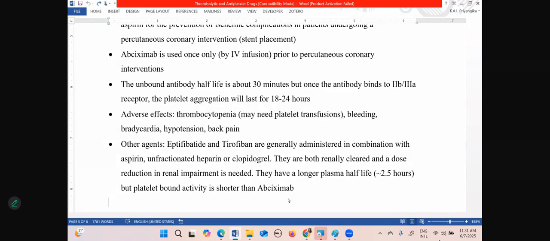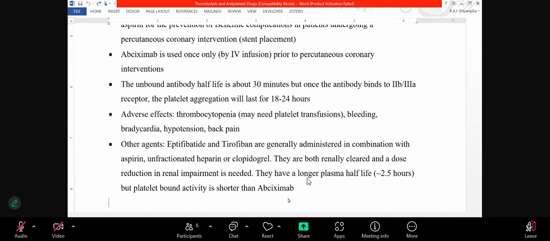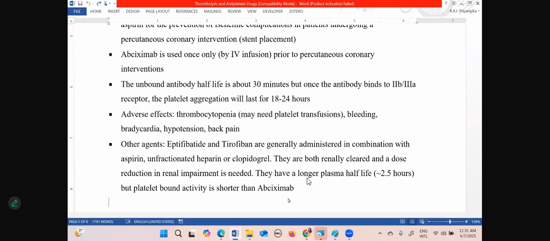These other two agents, eptifibatide and tirofiban, have a longer unbound half-life compared to abciximab. But when bound to the platelet, the activity is shorter than abciximab. Is that clear?